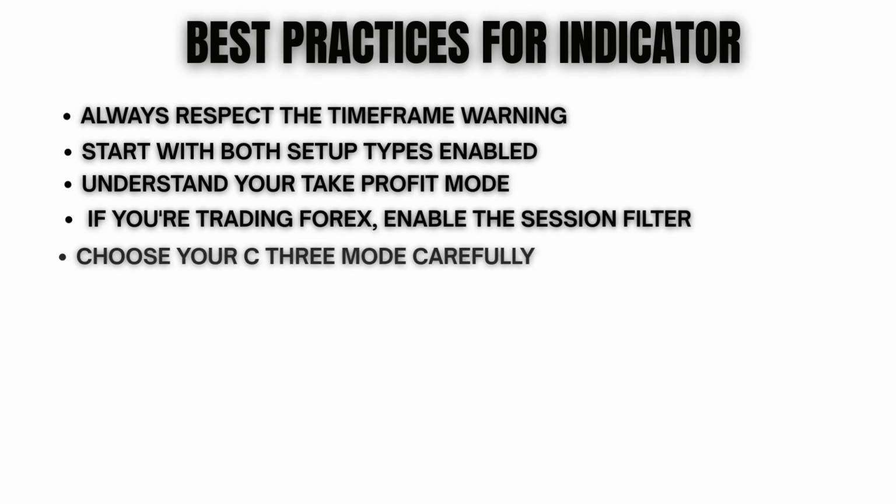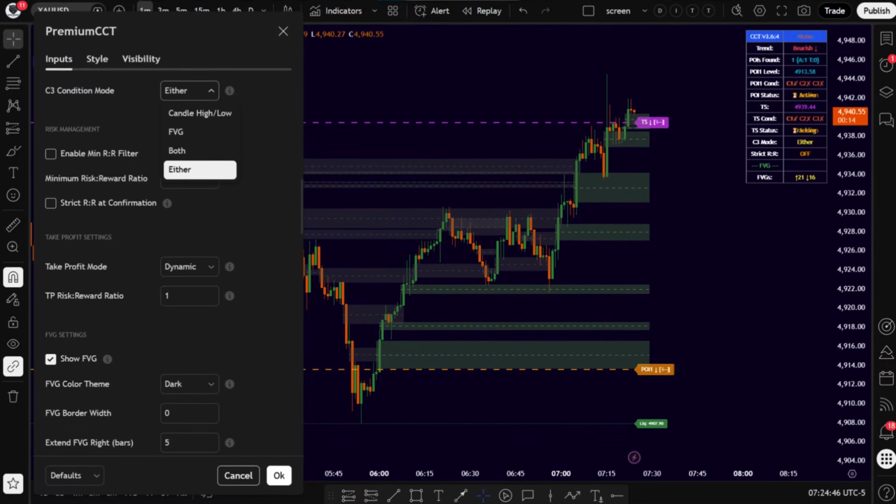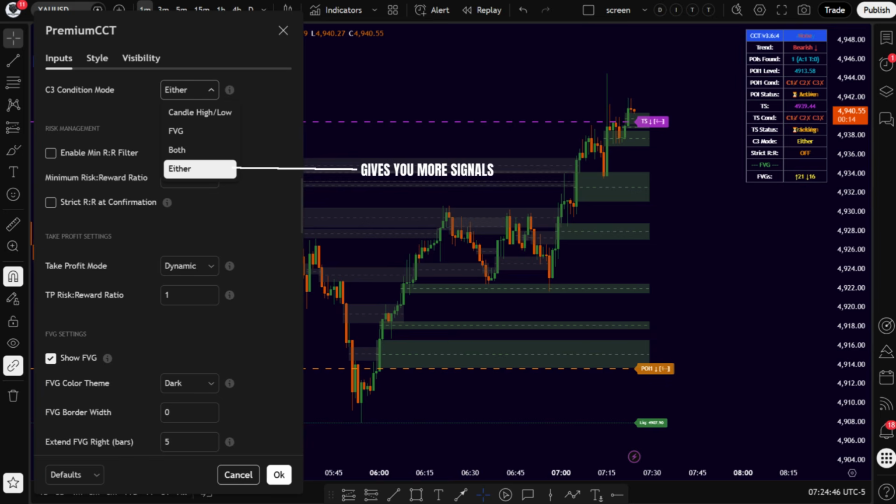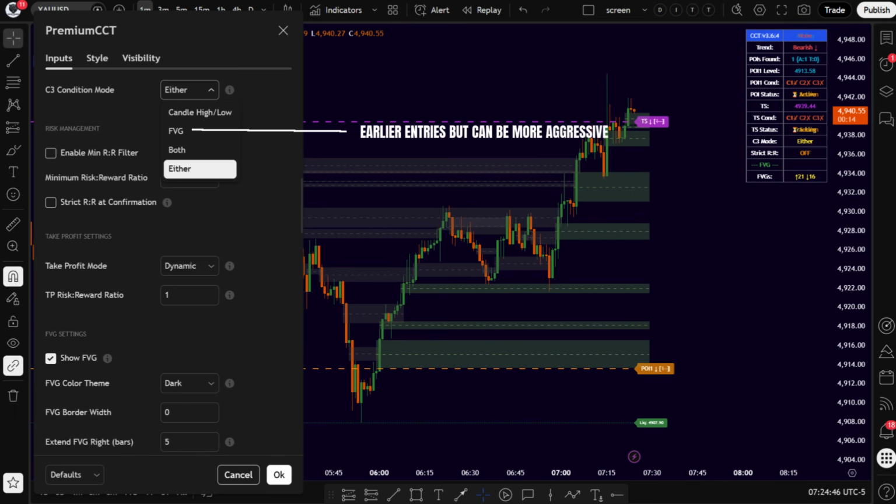Fifth, choose your C3 mode carefully. Either mode gives you more signals because it's more aggressive. Both mode gives you higher quality because it waits for both conditions. Candle high-low is the most reliable and original method. FVG catches earlier entries but can be more aggressive.